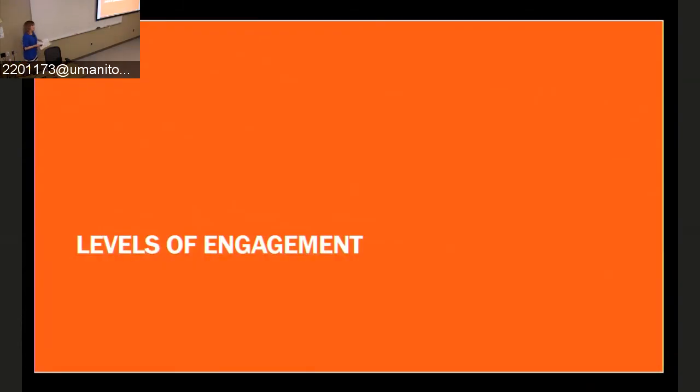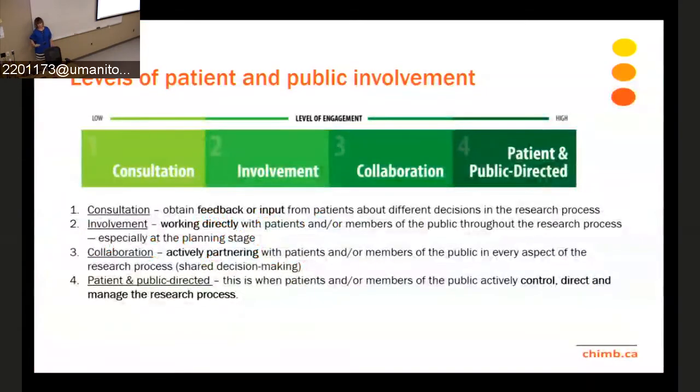Now, sometimes when you talk about patient-public engagement, you may have heard that there's levels of engagement. And we're going to have a whole session on levels later on, but we're going to briefly touch on it. This is what it kind of looks like. It's a spectrum from the lower level of consultation all the way to the patient-public directive. And the spectrum is actually from the International Association of Public Participation, otherwise known as IAP2.